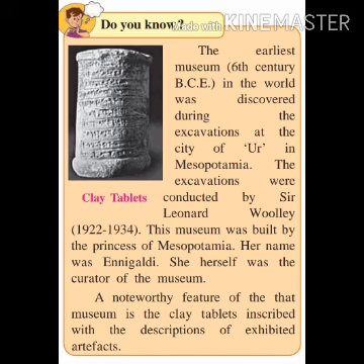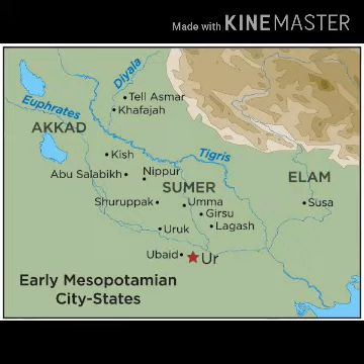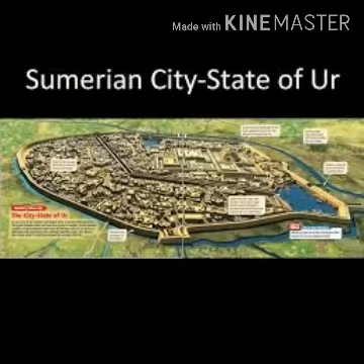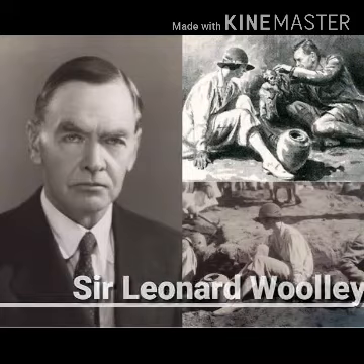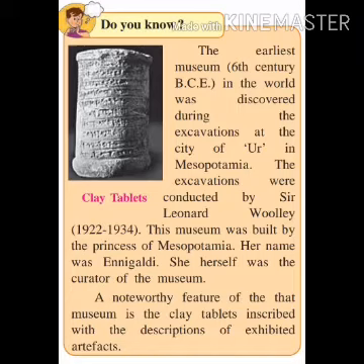The earliest museum, that is of 6th century BCE, in the world was discovered during the excavations at the city of Ur in Mesopotamia. The excavations were conducted by Sir Leonard Woolley during the period of 1922 to 1934. This museum was built by the Princess of Mesopotamia. Her name was Enigaldi. She herself was the curator of the museum.